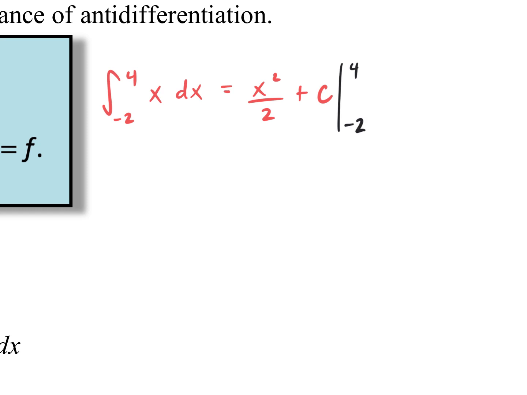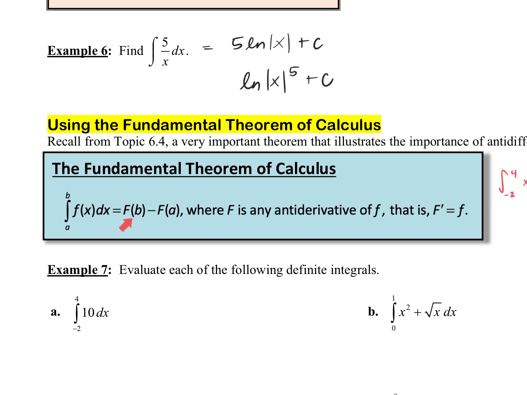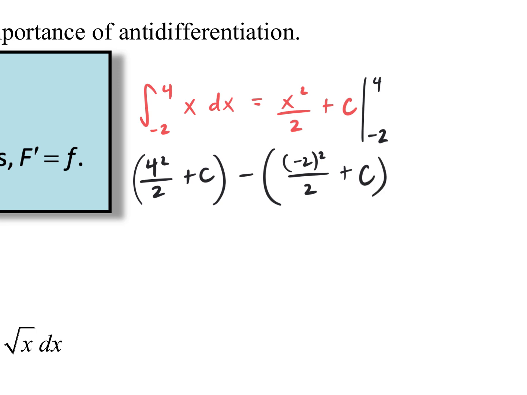So that long bar just means I'm going to put in 4 and -2, and I'm going to subtract those two things from each other. Based on our fundamental theorem of calculus, I'm going to take capital F of b, meaning I integrate and then plug in b, and subtract the integral of lowercase f of x with a plugged in. So I plug in 4 where I see x. I get 4 squared over 2 plus c, and then I subtract the quantity when I plug in -2: -2 squared over 2 plus c.